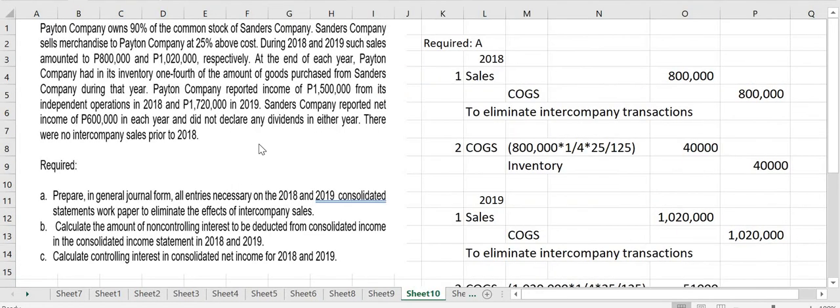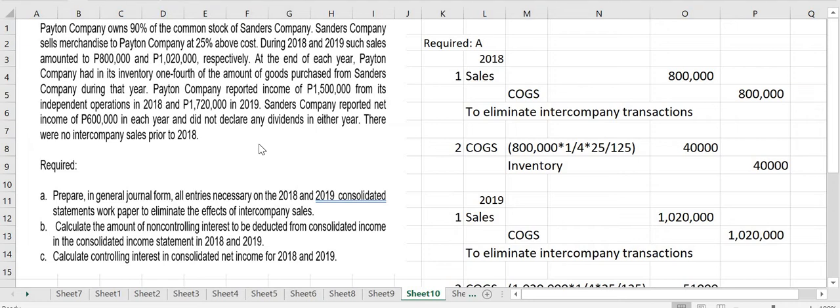So our problem 2, we have Peyton owns 90% of the common stock of Sanders Company. So meaning to say si Peyton yung parent at saka si Sanders yung subsidiary. So Sanders Company sells merchandise to Peyton Company at 25% above cost. Okay, so therefore, yung selling affiliate natin is si Sanders, which is a subsidiary. Then yung buying affiliate natin is si parent. So therefore, it's an upstream transaction.